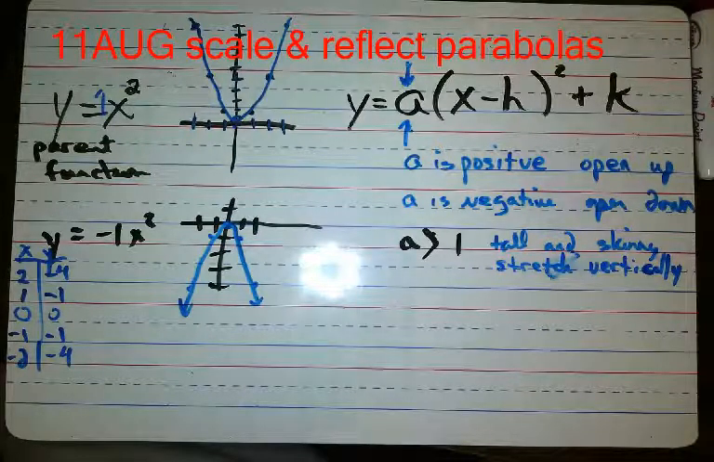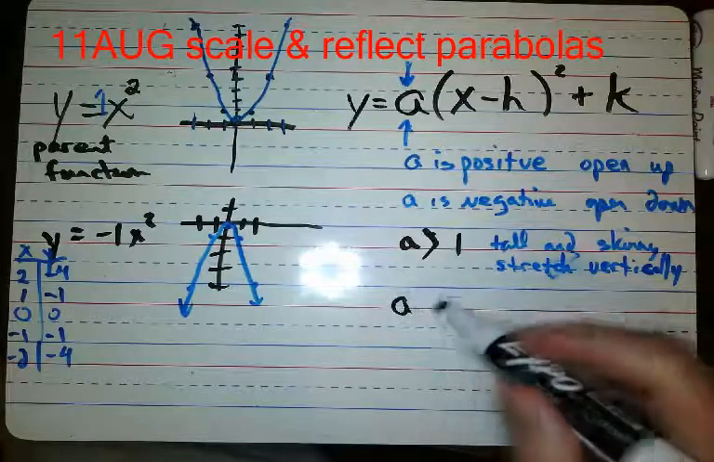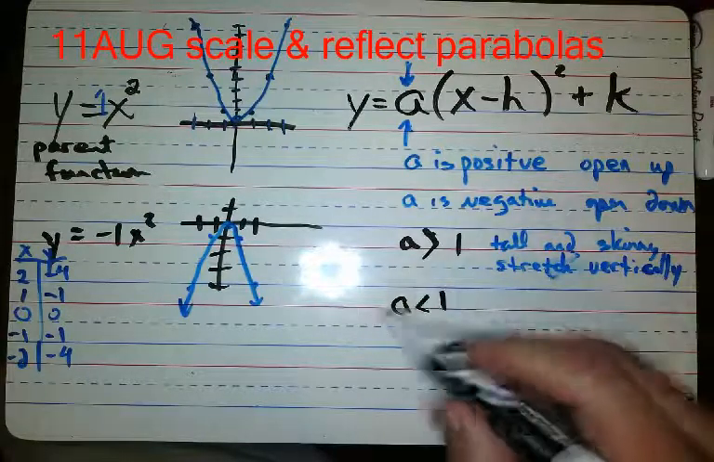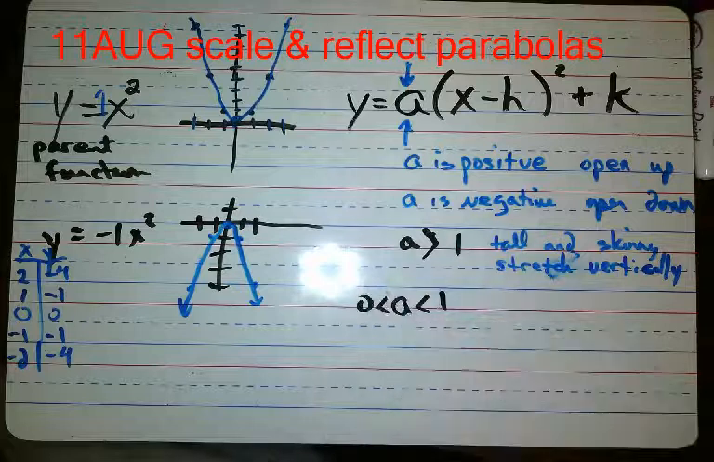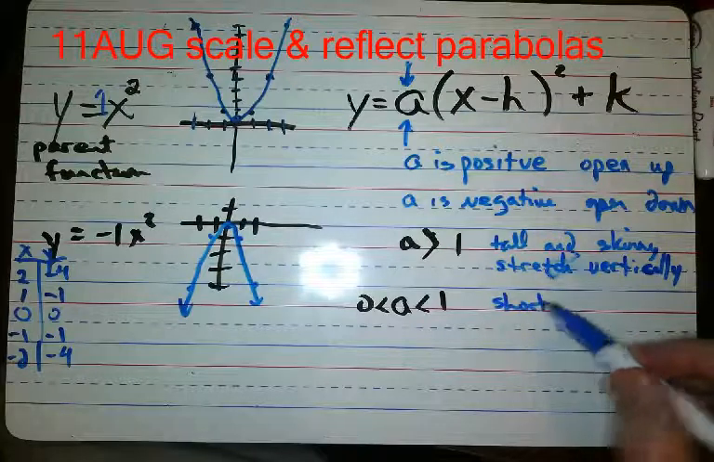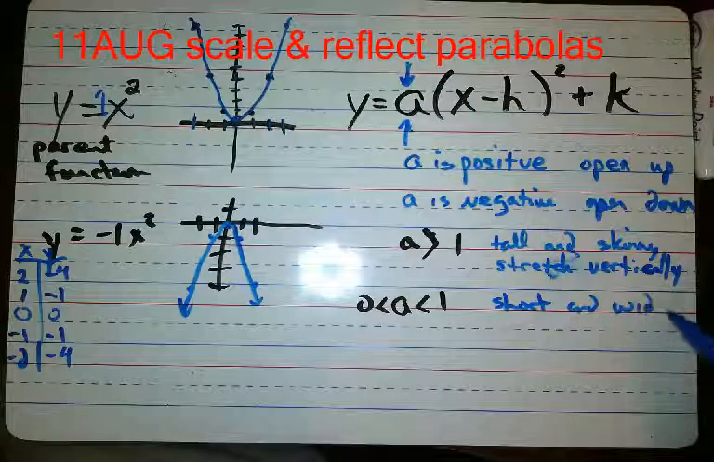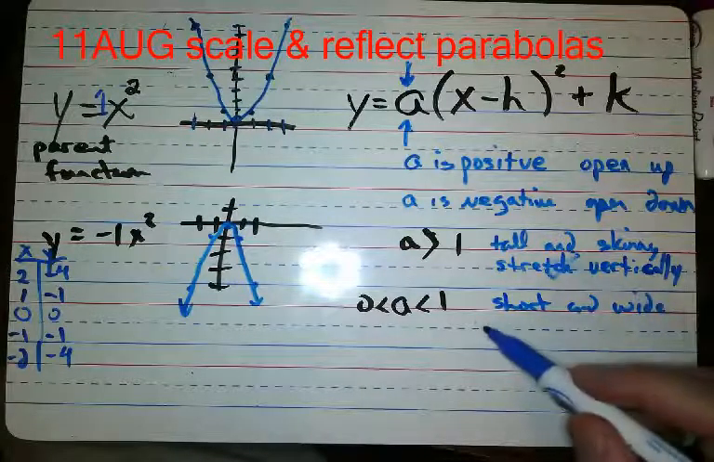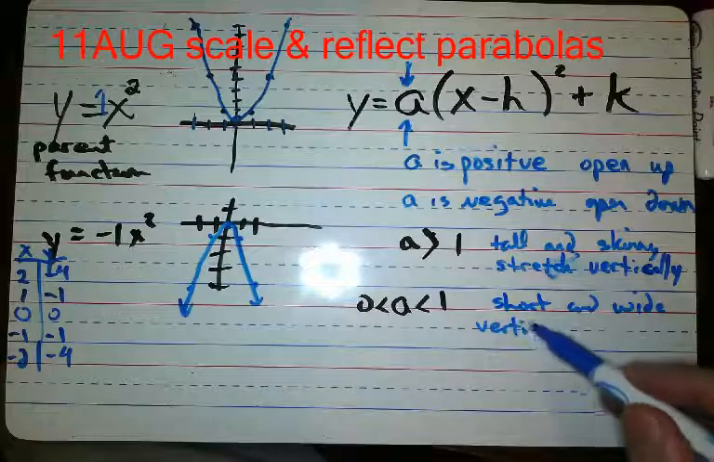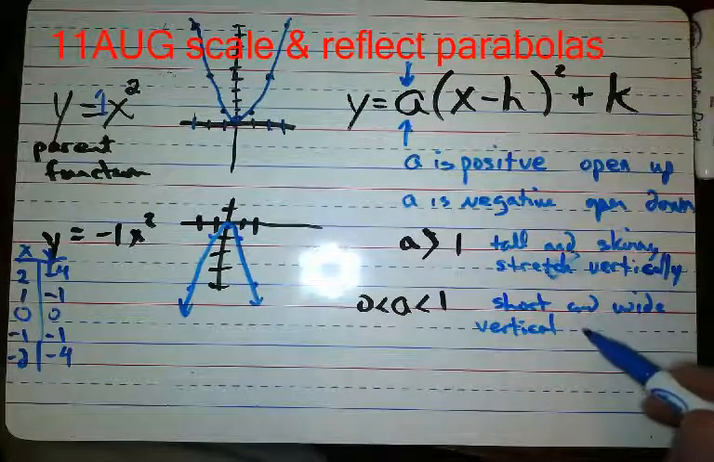Now then, something else happens. If A is in between, so if it's a fraction or a decimal in between 0 and 1, that makes it short and wide. You can think of it that way, which means vertical compression.